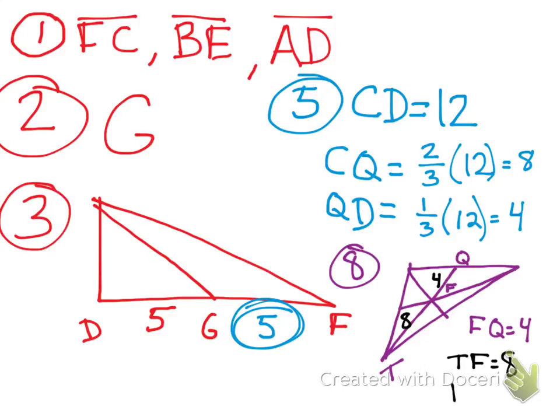And then they asked for TQ, which would be the entire length of the median. Well, if one shorter part is 4 and the other short part is 8, what's the whole thing? Good, just add them together. Can you guys see enough of that? TF is 8 and TQ is 12.